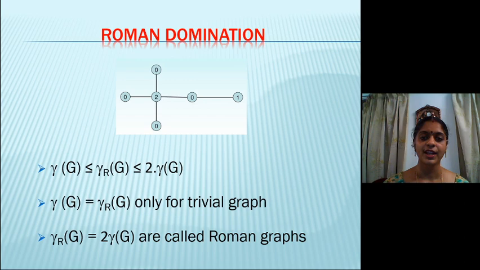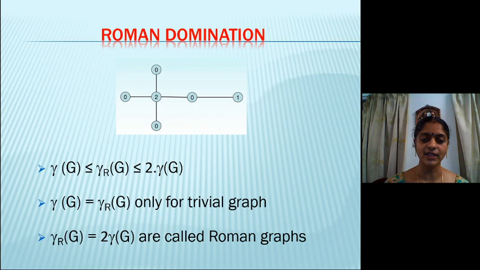Now, if we take a Roman dominating function and consider all vertices which are assigned non-zero values, then it becomes a dominating set of the original graph. So gamma of G is an obvious lower bound of gamma R of G. Also, take a dominating set, assign 2 to all those vertices in that dominating set, and what we get is a Roman dominating function. So twice gamma of G is an obvious upper bound of gamma R of G. That is, gamma R of G lies between gamma of G and twice gamma of G.